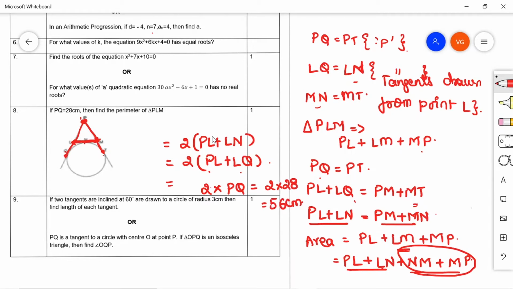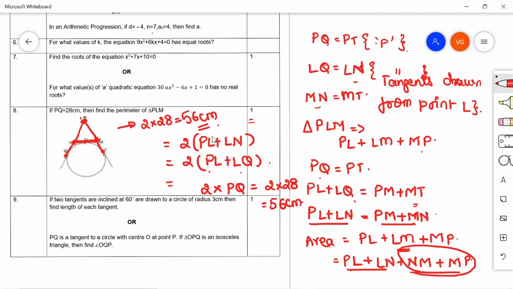So if someone is asking you this type of question in MCQs, directly you can take twice the length of the tangent for this type of problem. This is a shortcut. So twice the length means 2 into 28, and you'll get the answer as 56. But here you have to do the procedure as this is not MCQ.